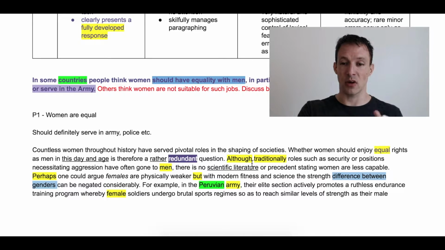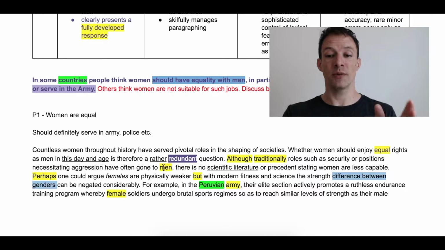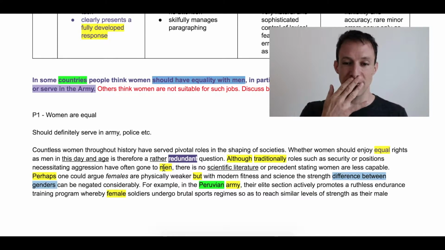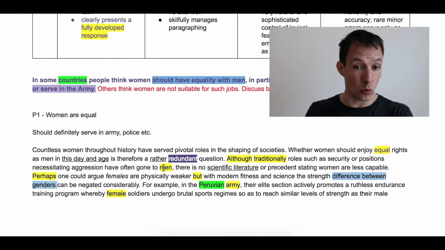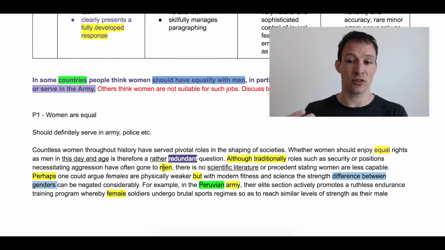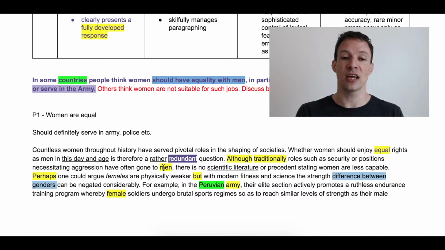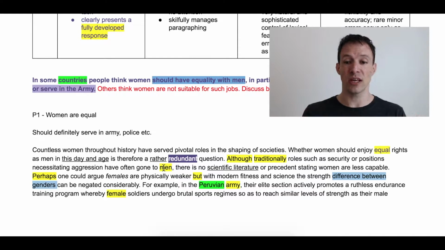Now, the yellow bits: although traditionally, okay, roles such as security or positions necessitating aggression have often gone to men, there is no scientific literature or precedent stating women are less capable. So you can see I'm talking about the roles, which is what we're talking about, roles such as police officers or serving in the army. Traditionally, they have gone to men. Also, you can see here that it does say men.